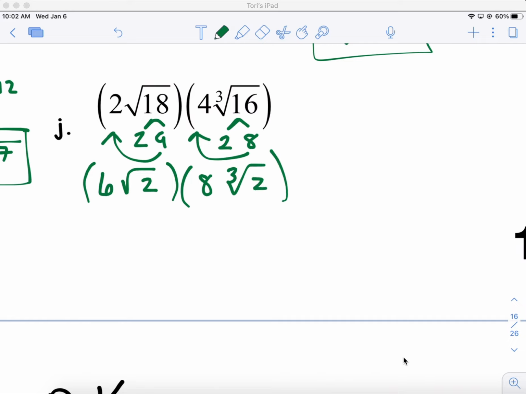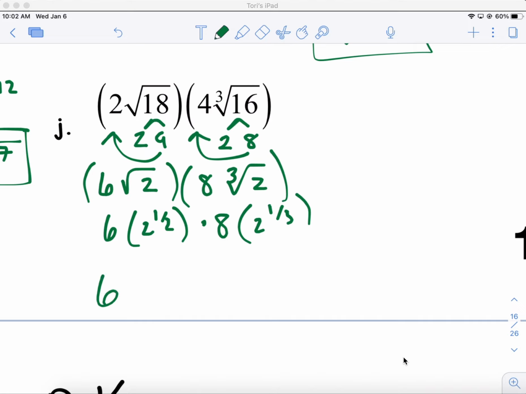So remember over here, I pulled out a 2. 2 and 4 made 8. In here, I pulled out a 3. 3 and 2 made 6. That's where that's coming from. Okay. I'm going to switch to fractions to make sure that I can get common denominators. So I'm going to go 2 to the 1/2 times 8 and 2 to the 1/3.